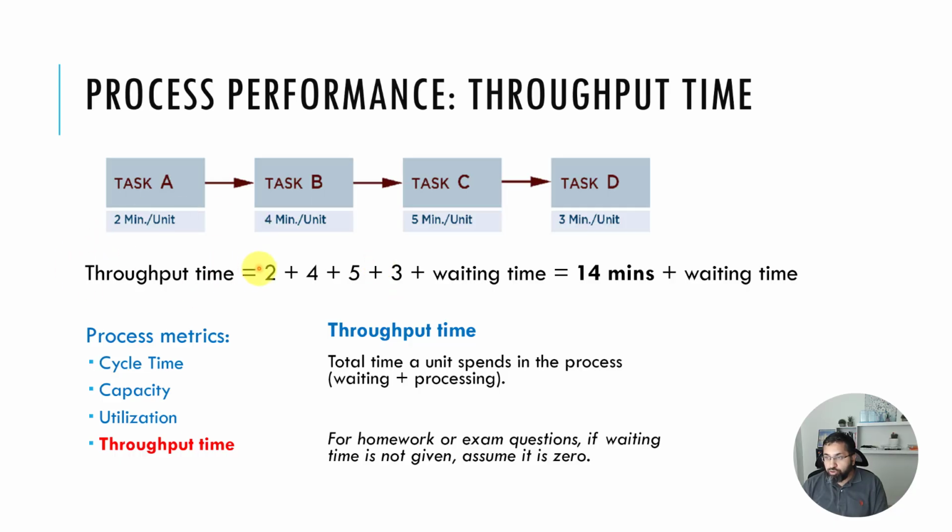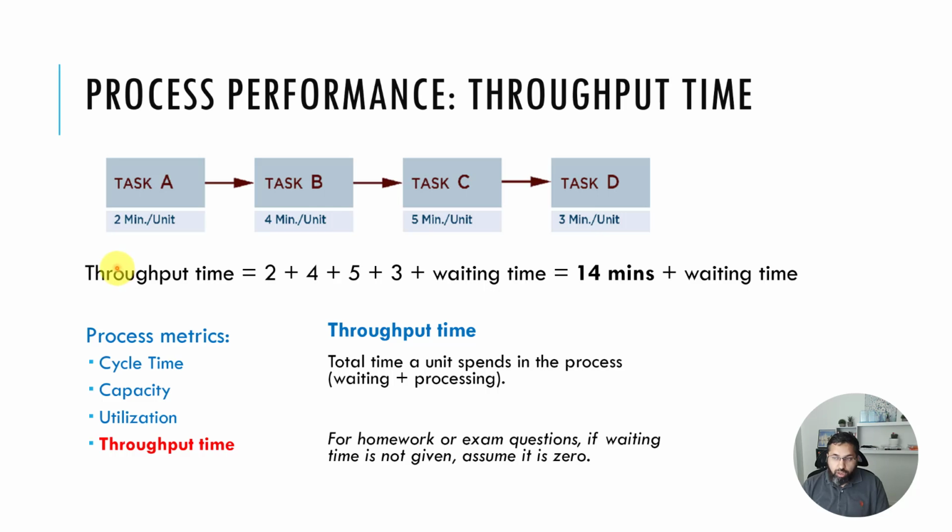So here we'll do 2 plus 4 plus 5 plus 3 plus any waiting times that we have. So it's going to be 14 minutes plus waiting time. Now, because we usually don't know the inventory, the work in process inventory policy, how much space they have, how much inventory they're going to have, I'm not going to ask you to calculate the waiting time.